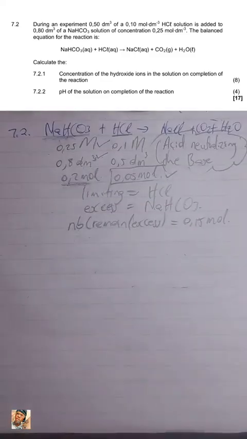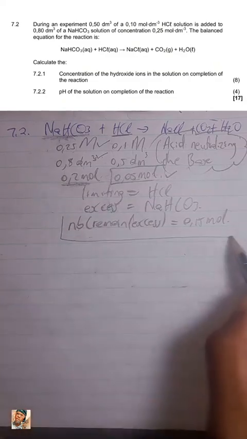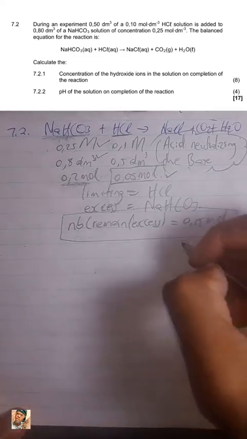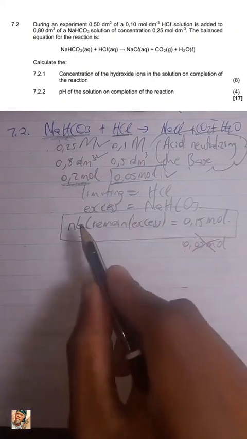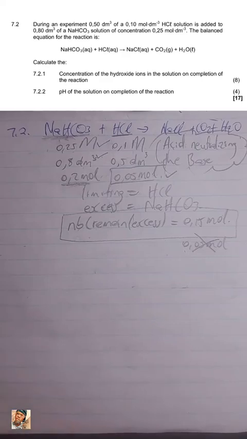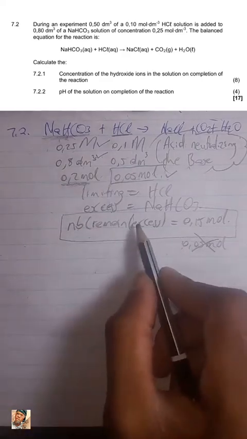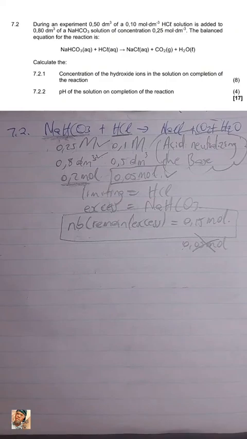Right, since the acid is going to neutralize the base, the number of moles that have already been neutralized, we are not going to consider them because they've already been neutralized. So we're only going to consider the number of moles that are going to remain. That means 0.05 moles of the base are already neutralized. So the number of moles of the base that are going to remain are the ones that we're going to consider here. They are the ones that are going to give us what? The hydroxide ions.